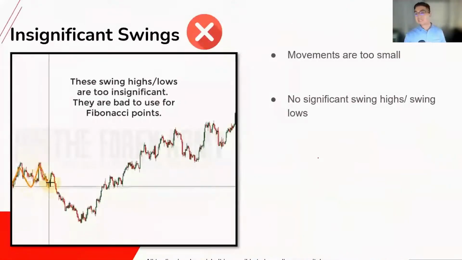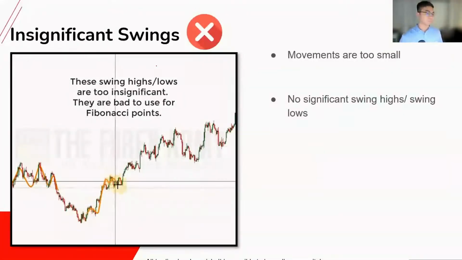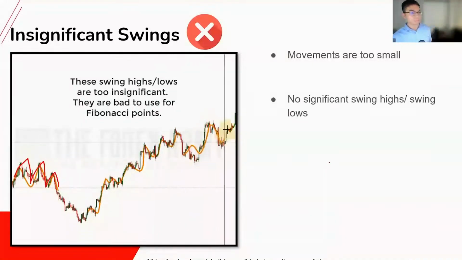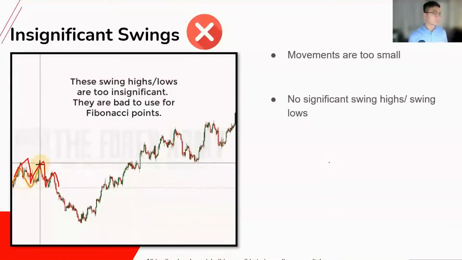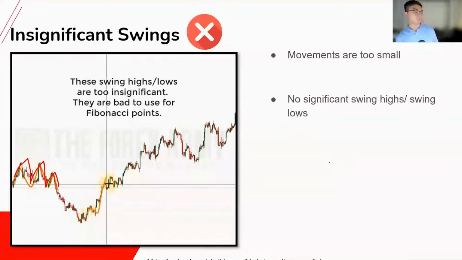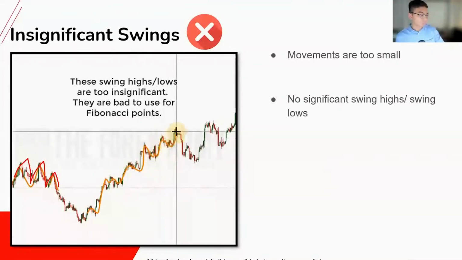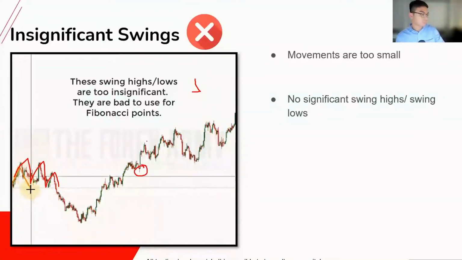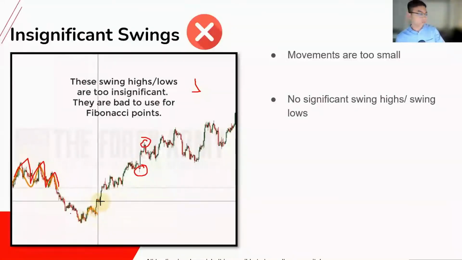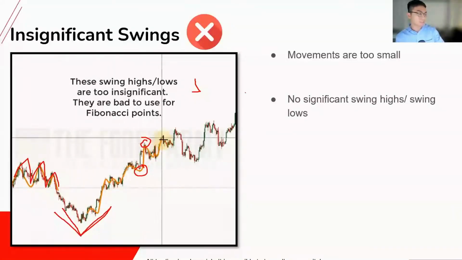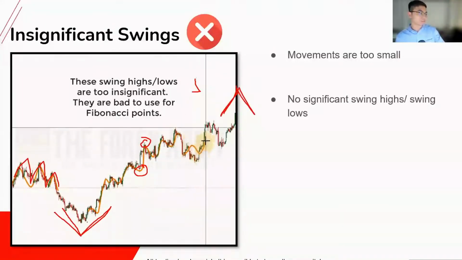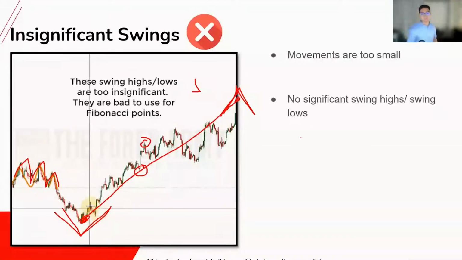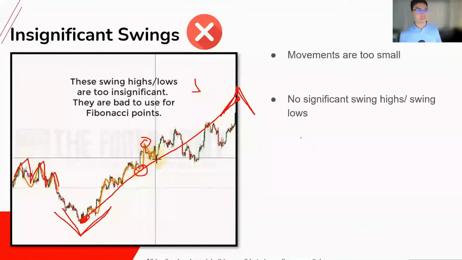Okay, looking at insignificant swings, a recap. You are not going to care about all these tiny movements on the chart. Take a look at this GIF, which draws out all the insignificant swings using the orange highlighter. It's too insignificant, so you cannot just draw randomly from this tiny little swing up to this high. It's not significant enough. You need to draw from this significant swing low to this highest point. So you draw the Fibonacci, and it should look something like this.